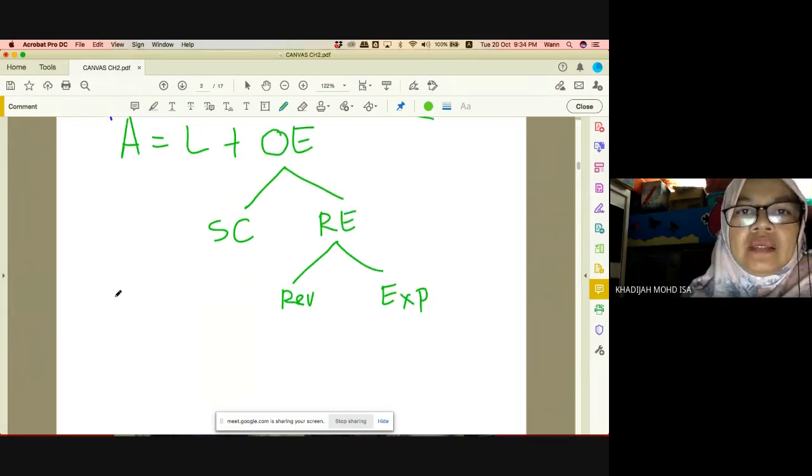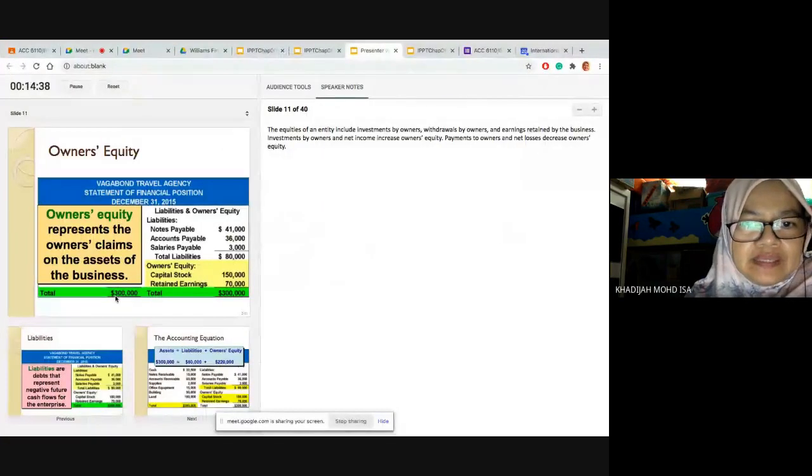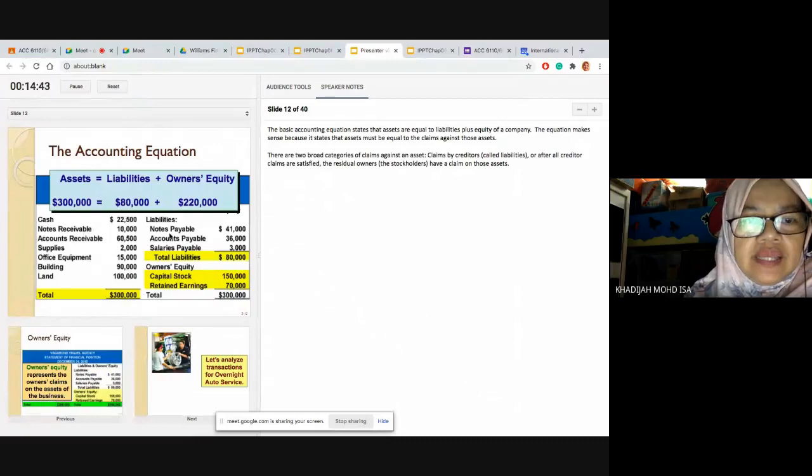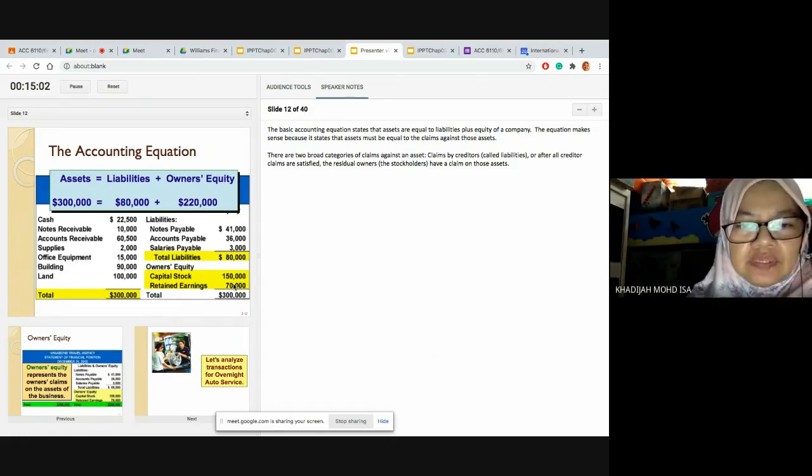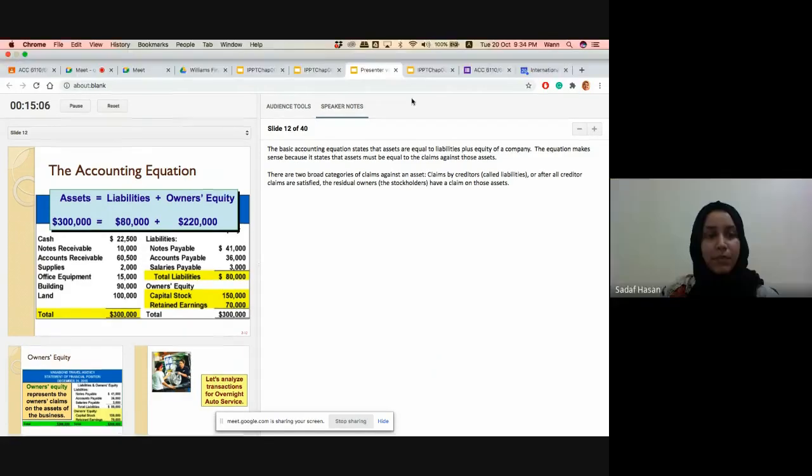Okay, now going back to the example here. You have owner's equity. In the accounting here, you have assets of 300,000. You can see that. Then liability is 80. Owner's equity is 220. How do you get 220? 150 plus 70,000. So that is 220. Am I too fast? If I'm too fast, let me know, okay?